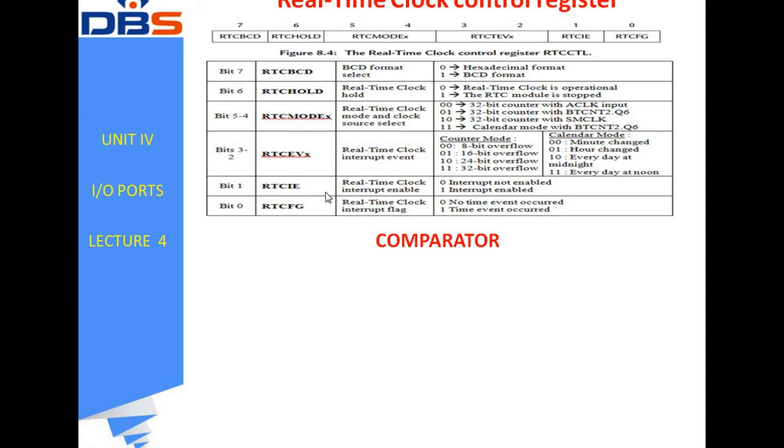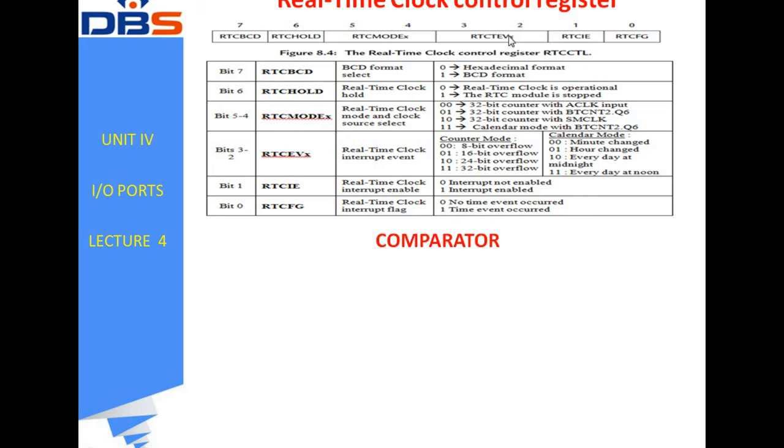RTCIE, that is, real time clock interrupt enable. Here the interrupt flag is enabled or disabled. The interrupt is enabled when there is an external interrupt, then this bit will be in the set position, and where there is no interrupt, it is in the disabled position. That means when the value is 1, the interrupt is enabled, and when the value is 0, the interrupt is not enabled.